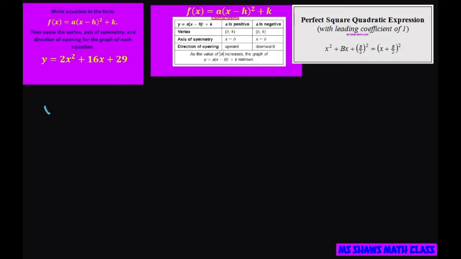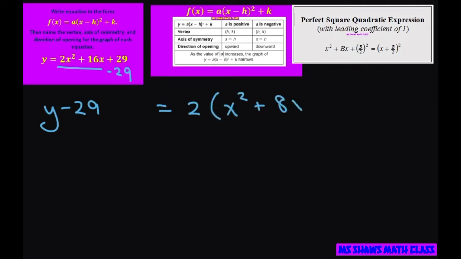So the first thing I'm going to do is subtract this 29 from both sides of the equation. And then on the right-hand side, I'm going to factor out a 2, and then write this as x squared plus 8x. Now to complete the square, I'm going to add this. I'm trying to make a perfect square trinomial.